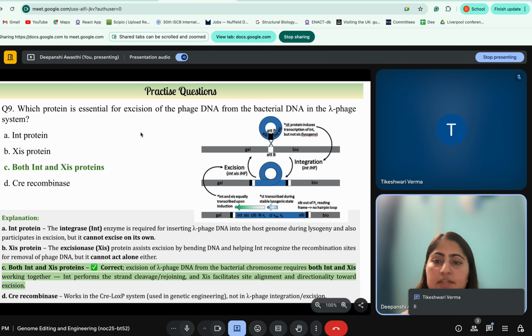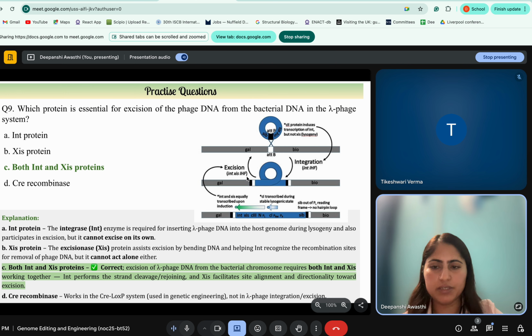Okay, now let's see. In case of excision, we require both the Int as well as Xis and IHF proteins. Int protein is the integrase protein, which is the enzyme required for inserting the lambda phage DNA into the host genome during lysogeny, and also participates in excision, but it cannot excise on its own. So for excision we require both Int and Xis.